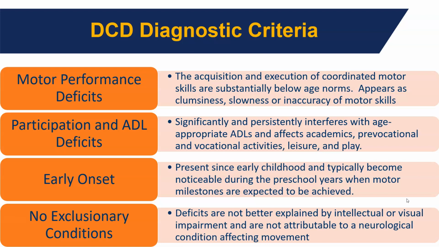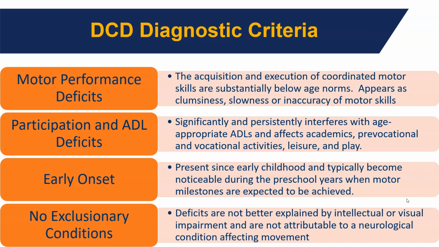And then early onset. The onset of the symptoms is in the early developmental period. Motor coordination difficulties are present since early childhood and typically become noticeable during the preschool years when motor milestones are expected to be met. And then finally, no exclusionary conditions. The motor skill deficits are not better explained by an intellectual or visual impairment and are not attributed to a neurological condition affecting movement, such as cerebral palsy or muscular dystrophy.